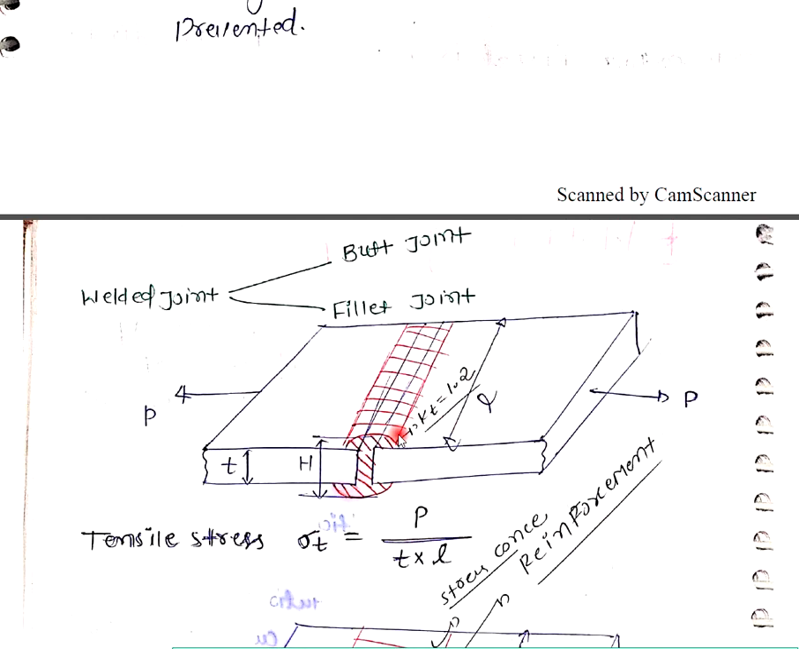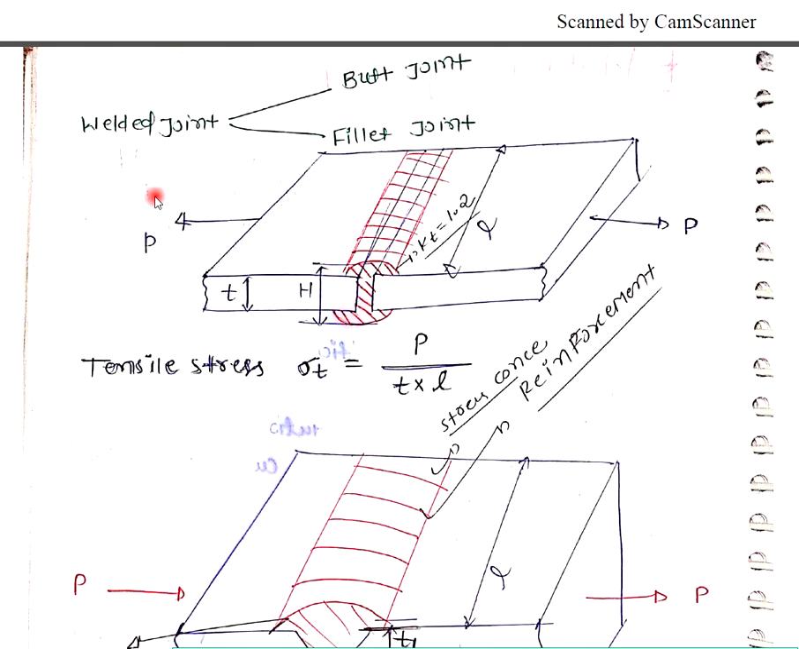Now look at the welded joint. It is the simplest type of welded joint. Basically, welded joints are of two types: one is the butt joint, and the other is the fillet joint. Whenever two metals are joined by some type of welding like this, it is known as a simple butt joint.